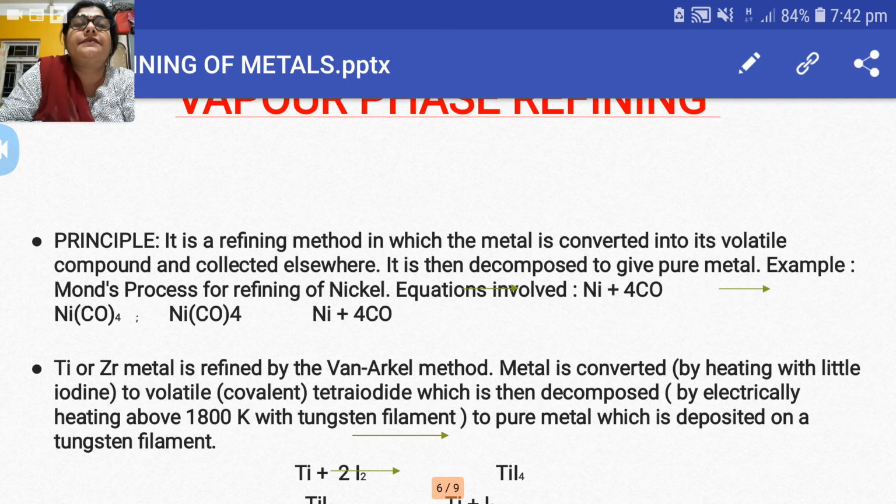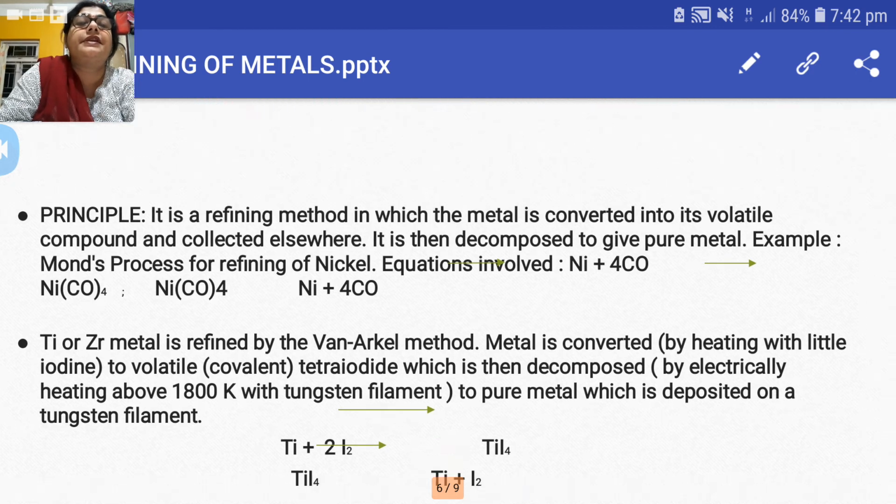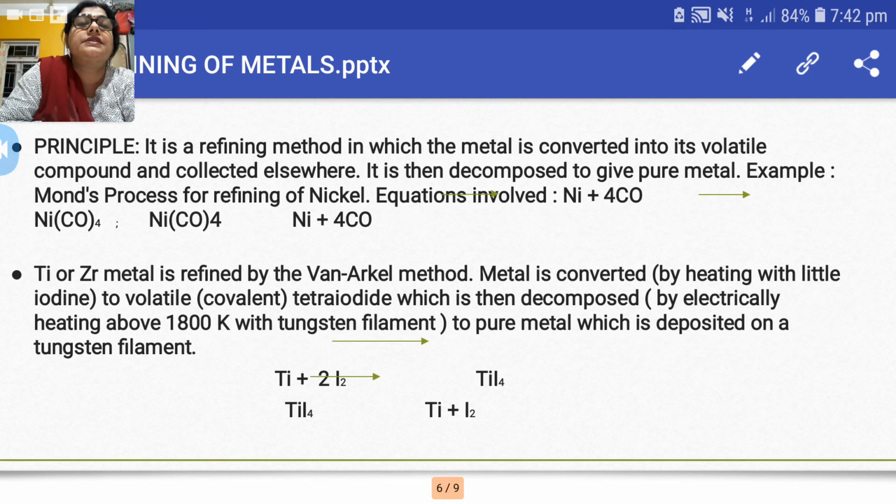So metal is converted by heating with a little amount of iodine to a volatile compound, that is the metallic tetraiodide will be formed and is then decomposed by electrically heating above 1800 Kelvin with tungsten filament to pure metal, which is then deposited on the tungsten filament. So the reactions are given here. You see there is a little problem with the arrow here, just understand it.